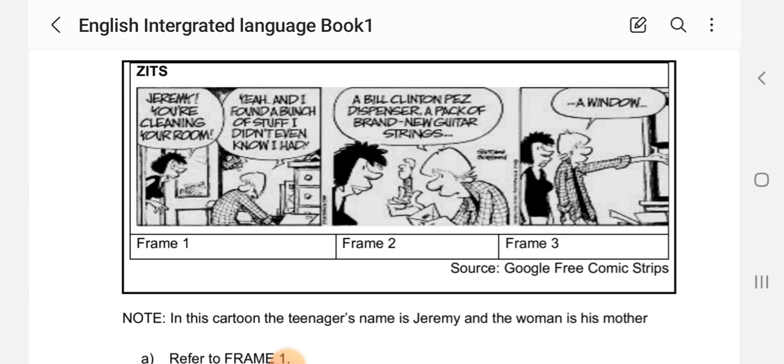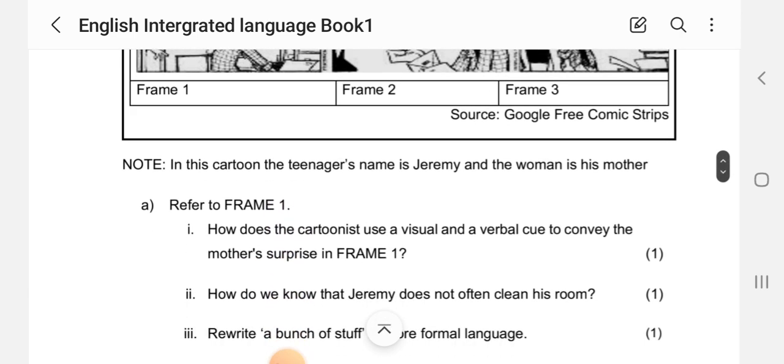And then in frame 2, a Bill Clinton pear dispenser, a pack of brand new guitar strings. So he is showing the mother, it looks like the mother, what he's found in his room in frame 2. And then in frame 3, he's also showing her the window. You see by the hands, like ta-da. So that's what is happening here. Note, in this cartoon, the teenager's name is Jeremy, and the woman is his mother.